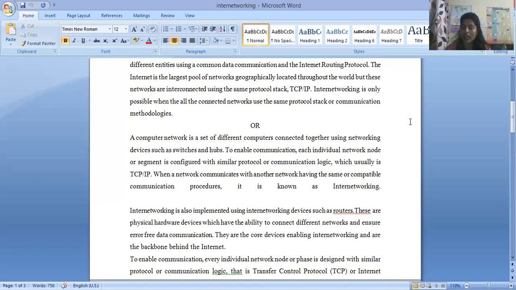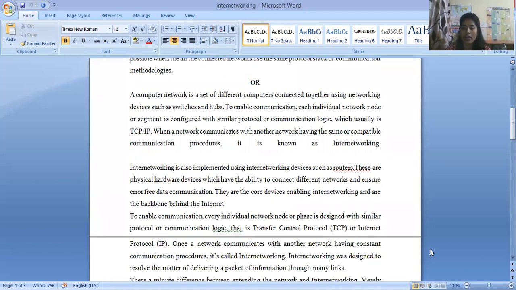These are physical hardware devices which have the ability to connect different networks and ensure error-free data communications. And the devices enabling internetworking are the backbone behind the network, the internet also. To enable the communications, every individual network node or segment is designed with similar protocols or communication logic, that is Transmission Control Protocol or Internet Protocol. Clear?